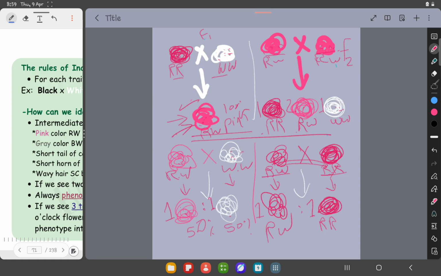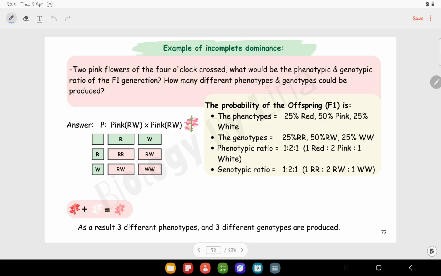In which one can we get 50% of the offspring pink? Here we have 50% pink if we cross pink with pink. And also here we have 50% pink if we cross white with pink. And here we also have 50% pink if we cross red with pink. So here we have some examples of incomplete dominance.